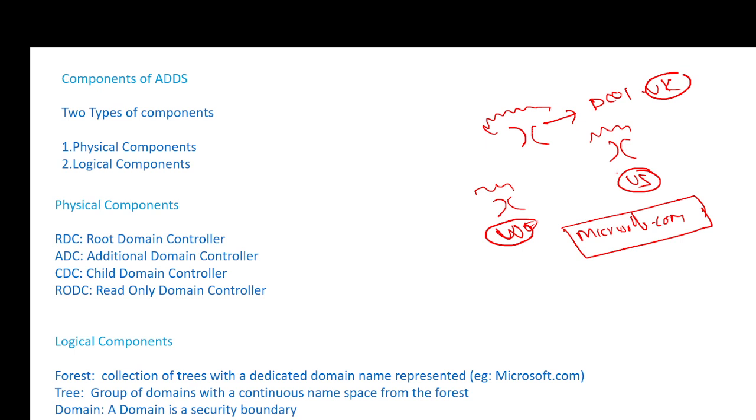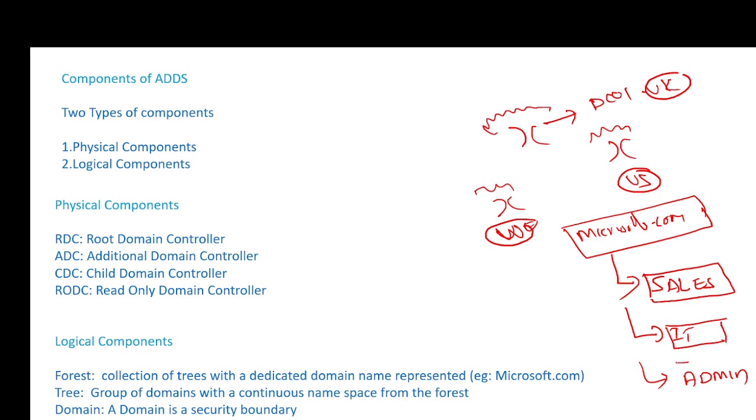I already told you domain means you need to enter the username and password. It's a kind of boundary line. To get in, you need to enter the username and password. Then the OU means organization unit. Every company has multiple departments under Microsoft.com: a sales department, an IT department, an admin department. These are the OUs. I'll keep all the sales users under the sales OU, the IT users under the IT OU, and the administration department users in the admin OU.